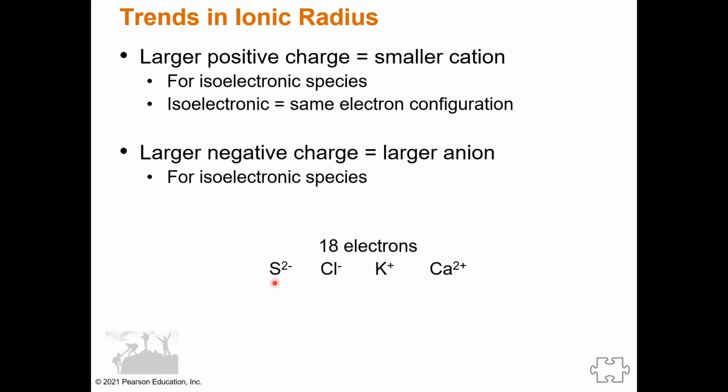Now looking at the positive charge. As the positive charge value increases, the ionic radius gets smaller. Again, this works if we have an isoelectronic series.